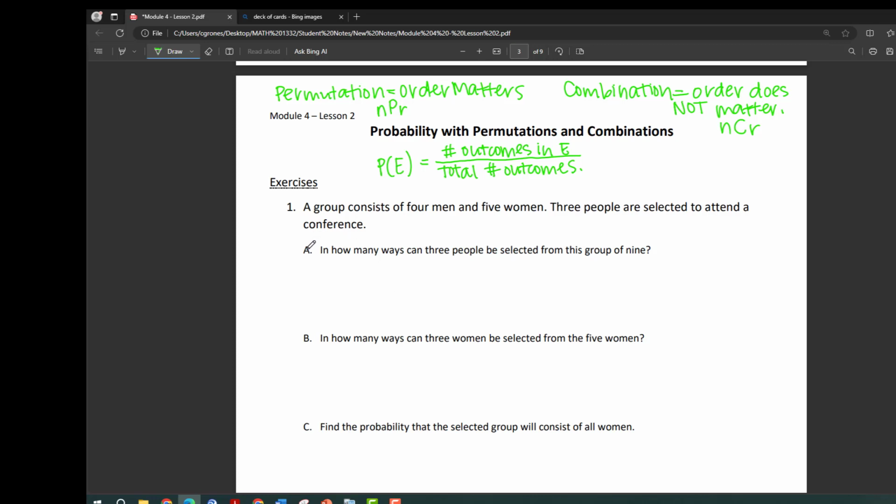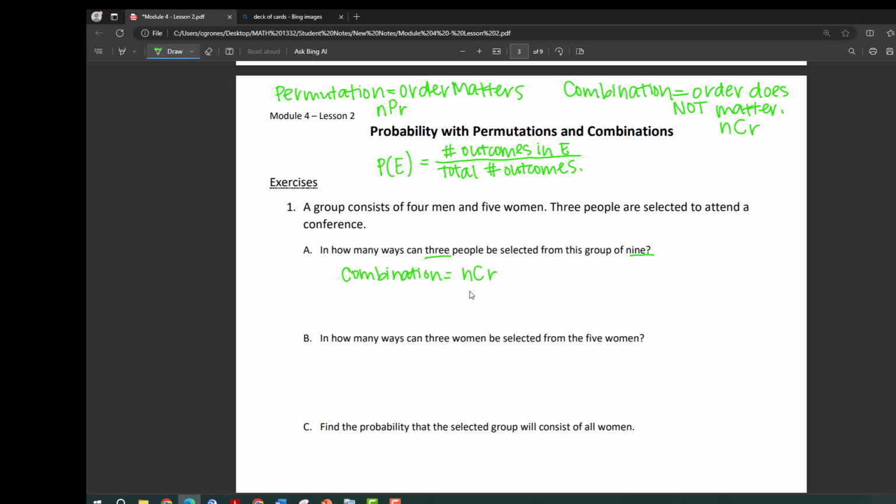So part A says, in how many ways can 3 people be selected from this group of 9? So it's just asking for 3 people. It doesn't specify men or women. So we are going to use a combination because order does not matter. And we have 9 total people. So order does not matter, so it is a combination. So we'll use nCr.